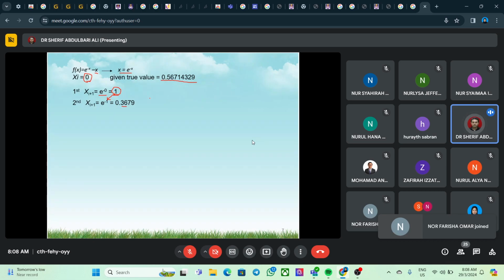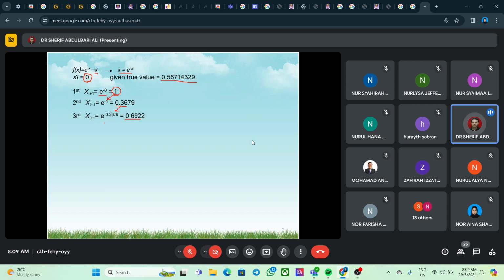So you will go for the third iteration. For the third iteration, you are going to use this value as an input. So for the third iteration, x_{i+1} will be equal to exponent negative 0.367. So these values go in here, and I get the answer of 0.692. I think now you can imagine, if we go for the fourth iteration, which value are we going to use? We are going to use this value inside the equation to get a new answer.